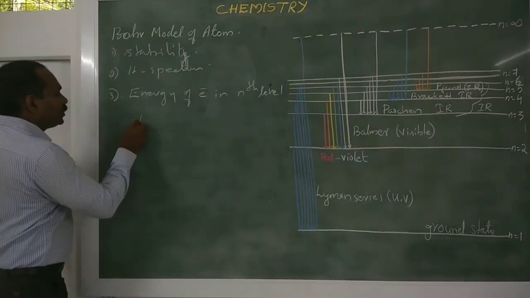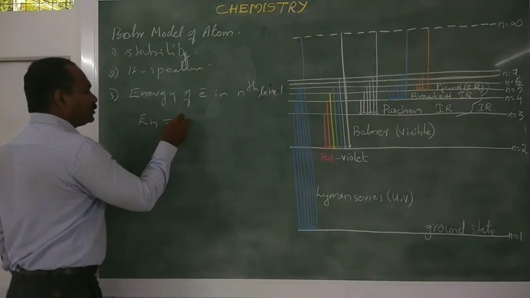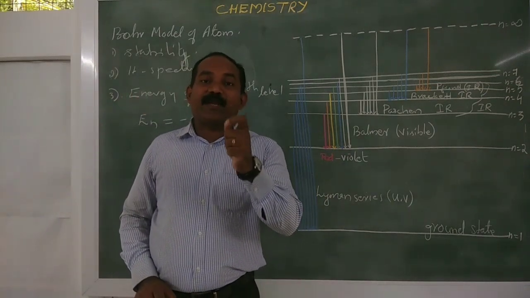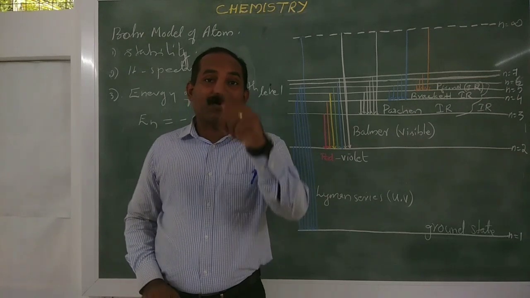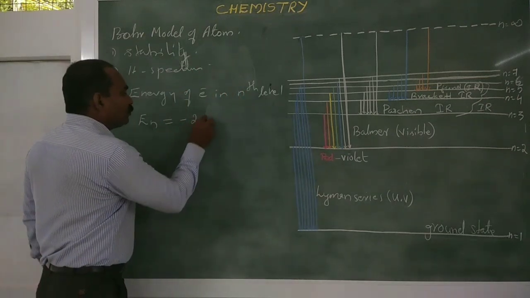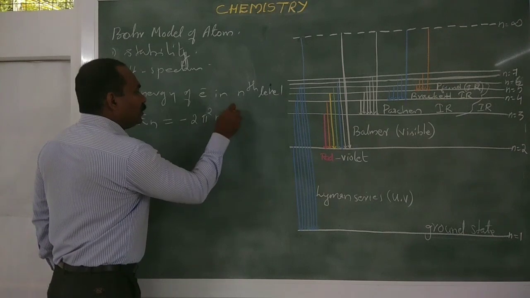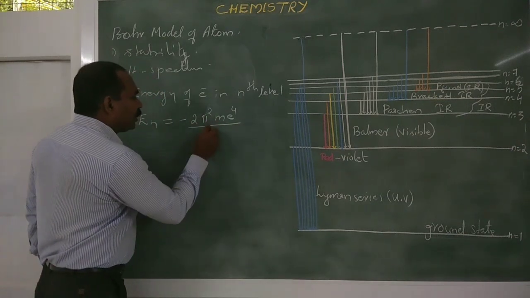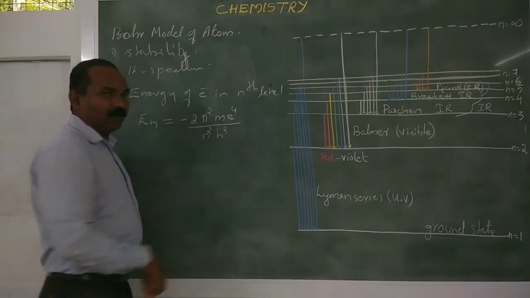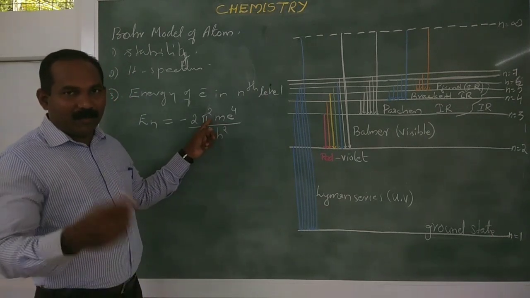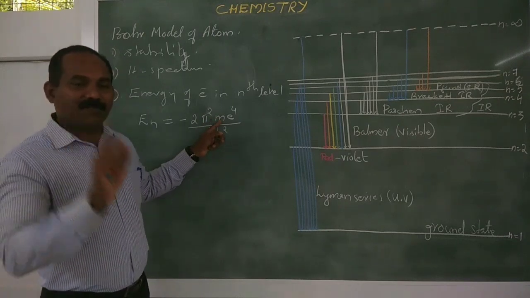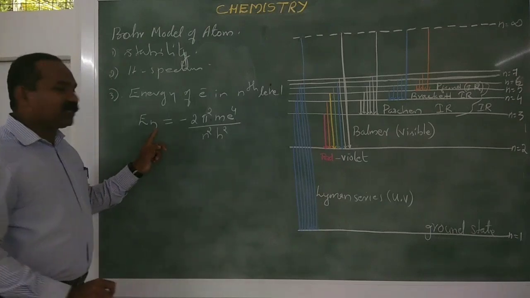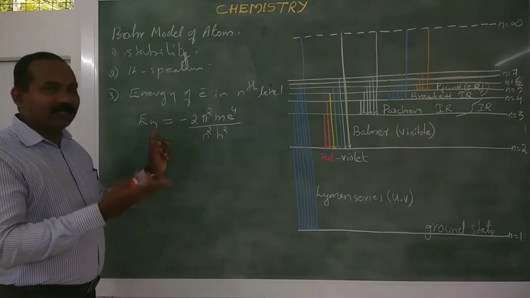First we write En by using the equation: minus 2 pi square m e raised to 4, divided by n square h square. Why do you know that? Pi is 3.14. m is the mass of the electron. e is the charge of the electron. n is the first level, second level, n varies.